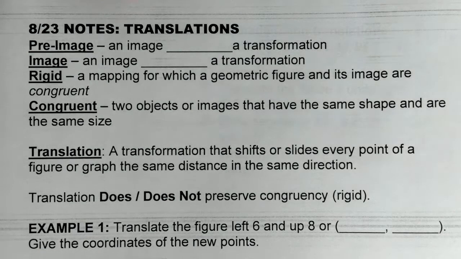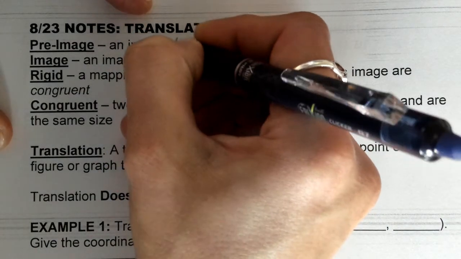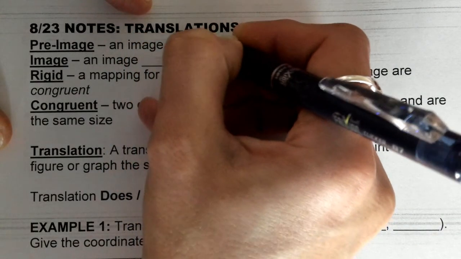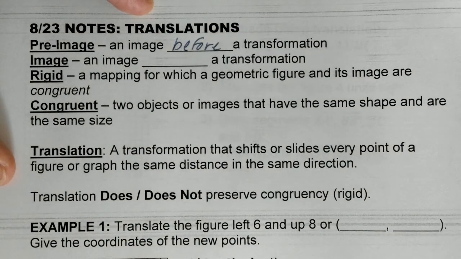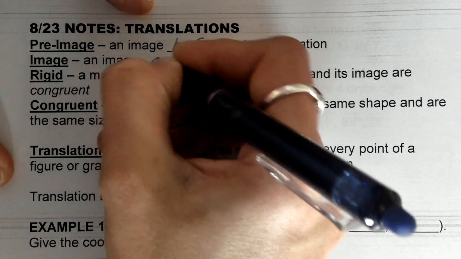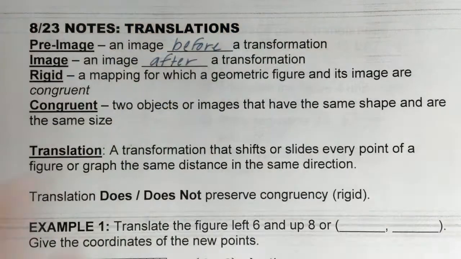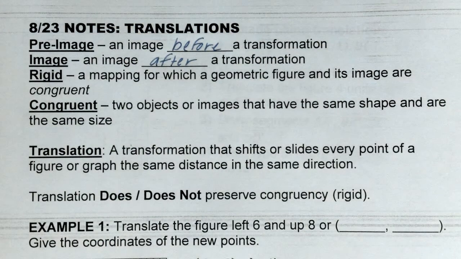Your pre-image is the OG. This is the image before anything happens to it, before any transformation. Okay, this is your original. This is the original figure. Your image is going to be the image after. This is your new image. After you're completely done, this is your final product.